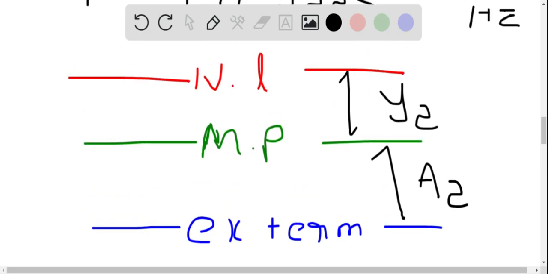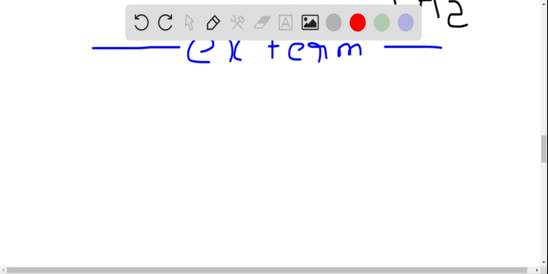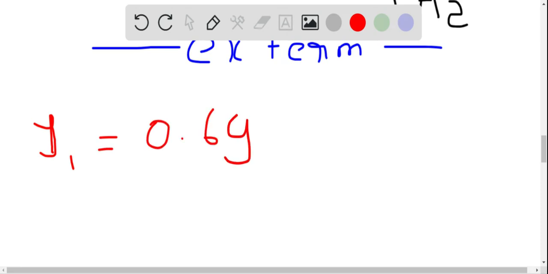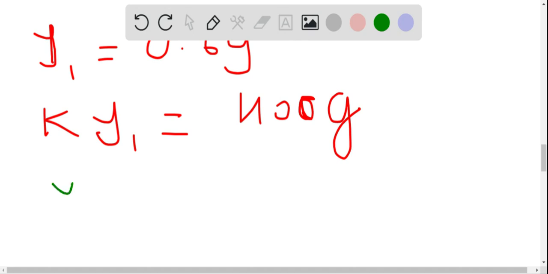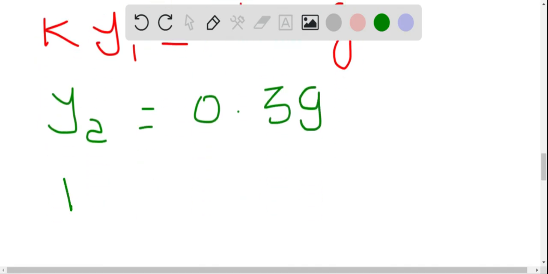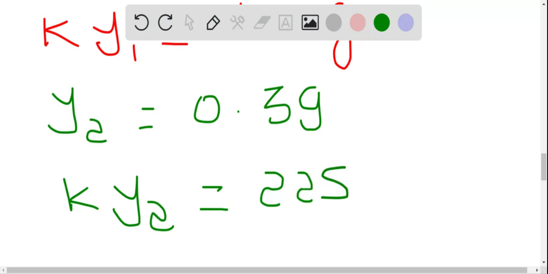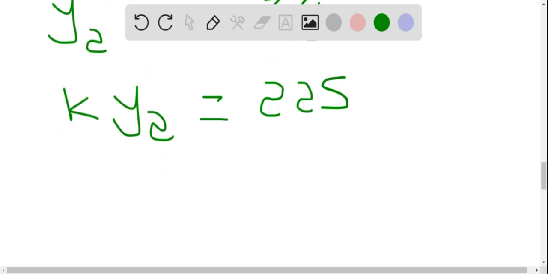So in the second part, let's again calculate ky. So first for y1, as y1 is equal to 0.69, so ky1 will be equivalent to 400 times g. And y2 is equal to 0.39. So, ky2 will be equivalent to 225.